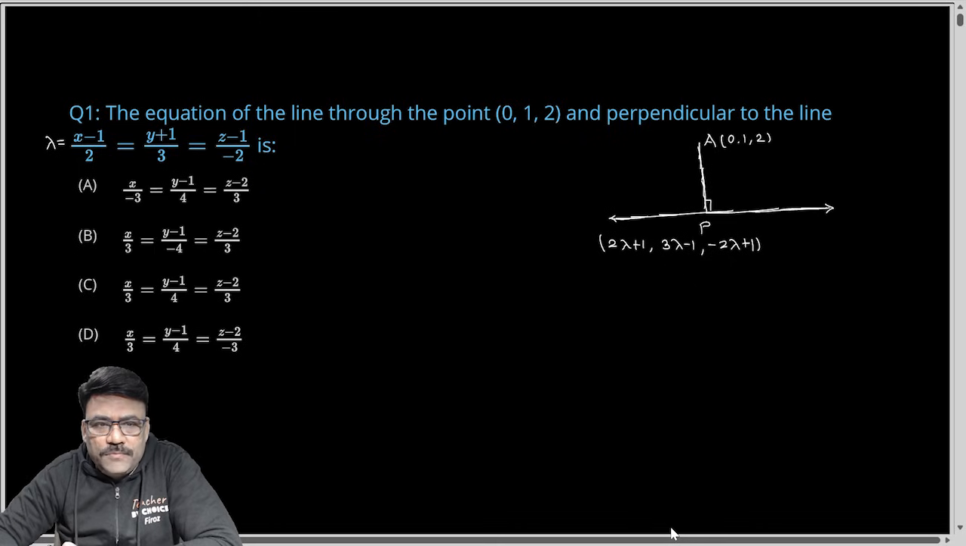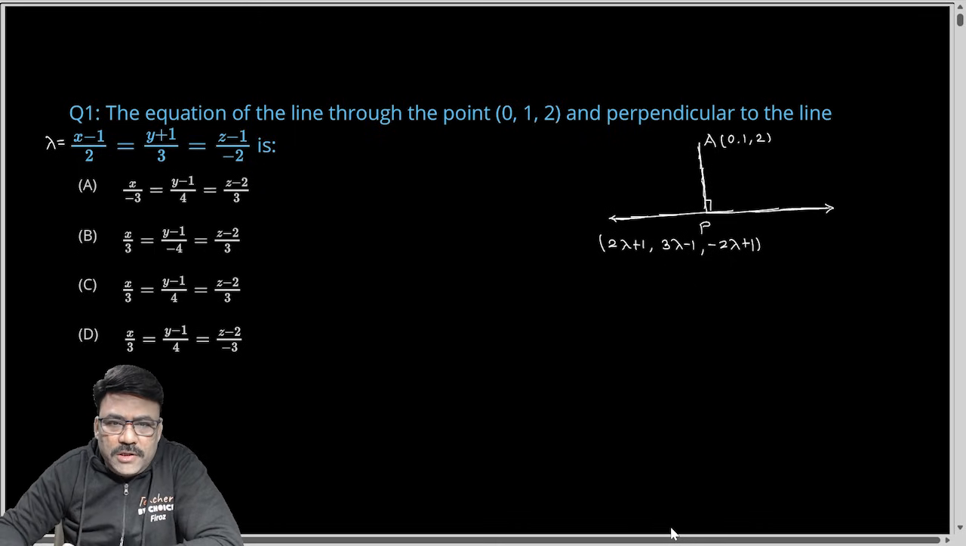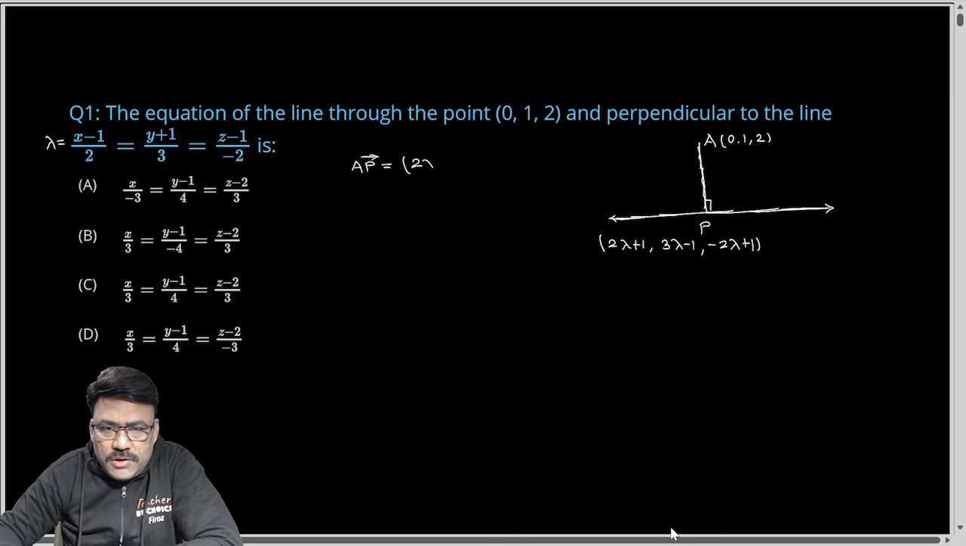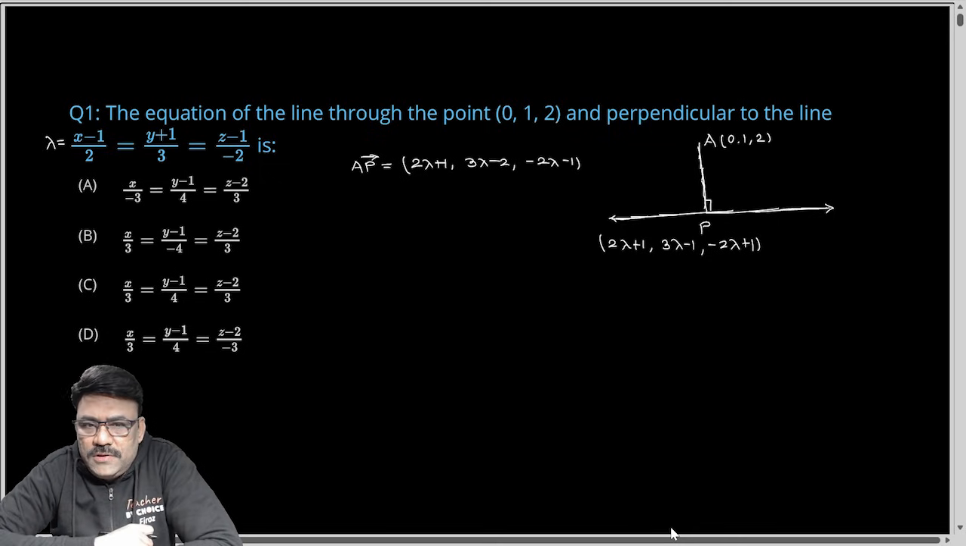2 lambda plus 1, 3 lambda minus 1, minus 2 lambda plus 1. Now I can write vector AP. Vector AP is P minus A, position vector of P minus position vector of A. So it is 2 lambda plus 1, 3 lambda minus 2, and minus 2 lambda minus 1. This is vector AP.